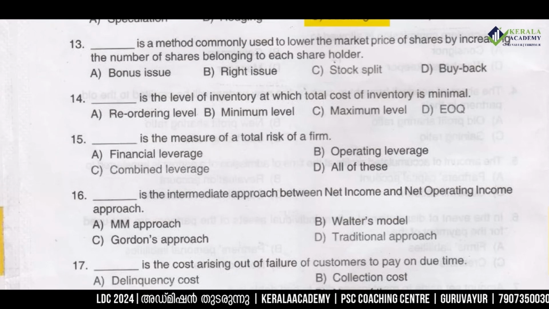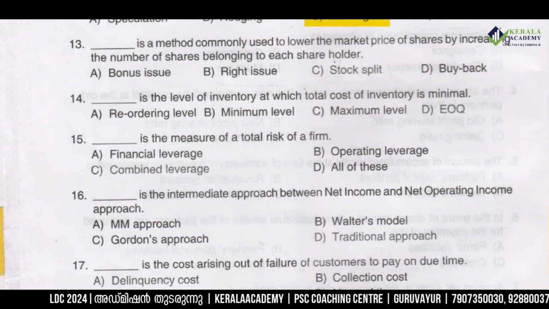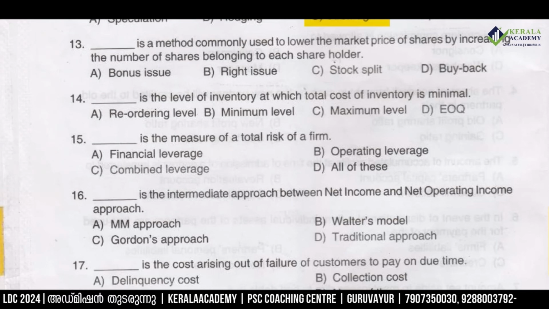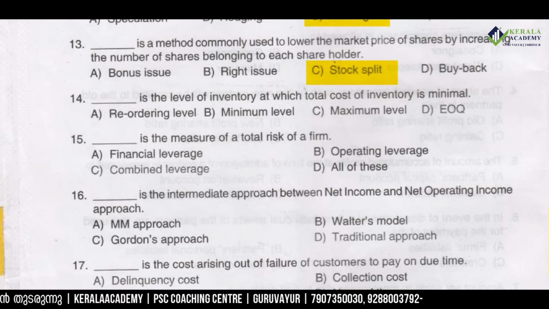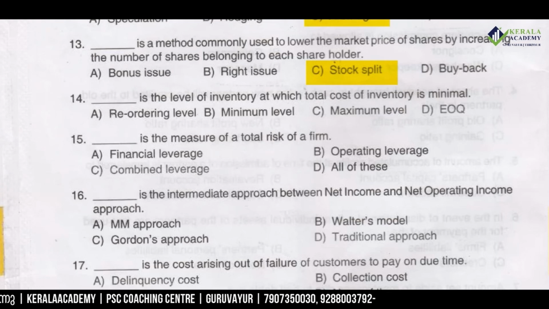Bonus issue, right issue, stock split, buyback. Answer option C, stock split. Dash is the level of inventory at which total cost of inventory is minimal. Reordering level, minimum level, maximum level, EOQ.